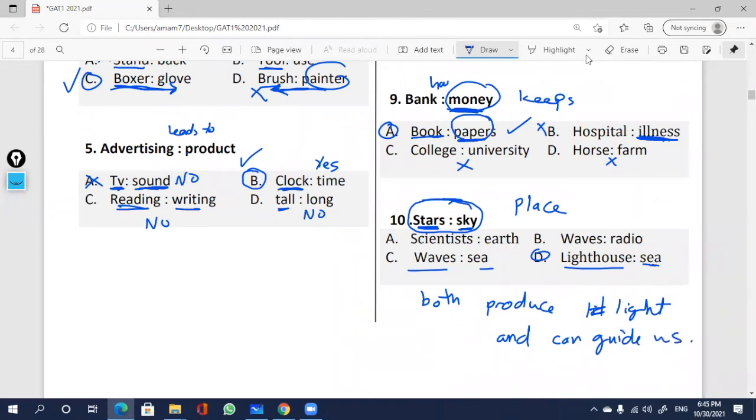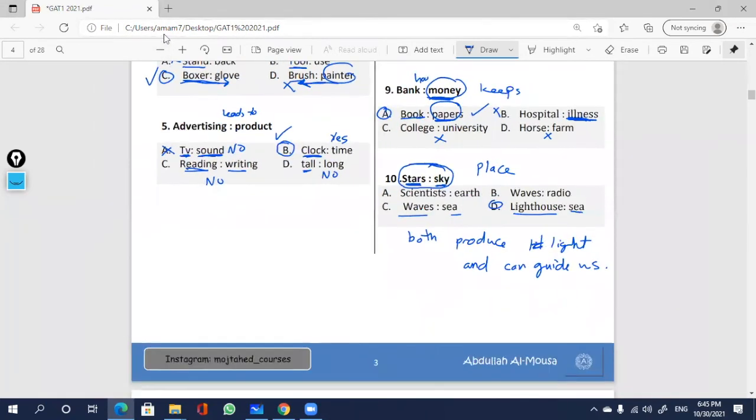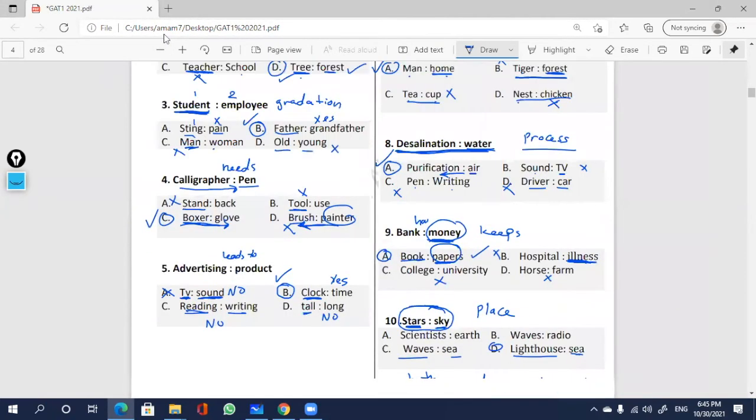Okay, now please write the answer down, or if you want to take a screenshot, for these answers?